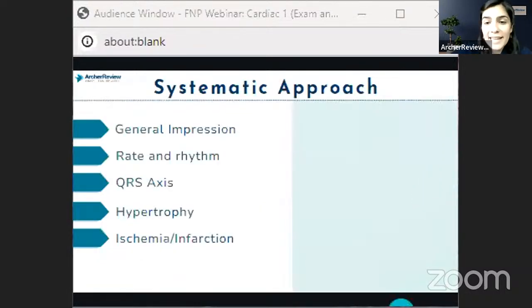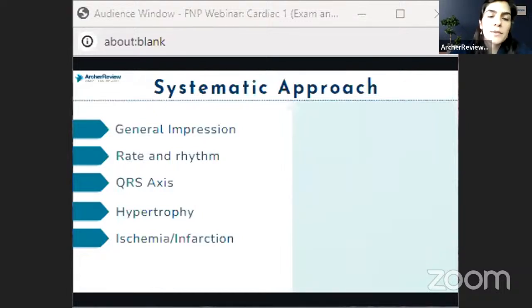So when you're looking at a 12 lead, it can feel really overwhelming at first. So where are you supposed to look? What are you supposed to do first? I recommend you come up with a systematic approach to looking at it. This is just the way I like to do it. You can come up with your own approach.